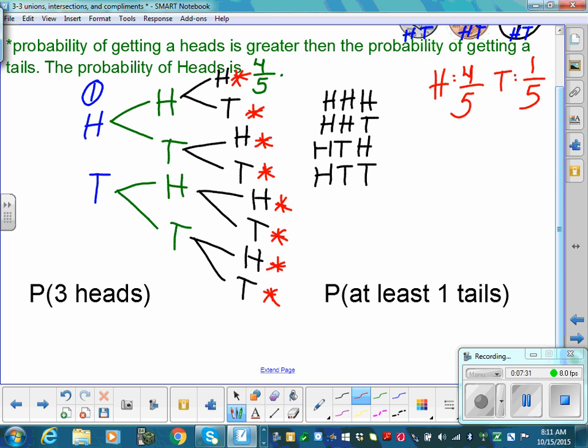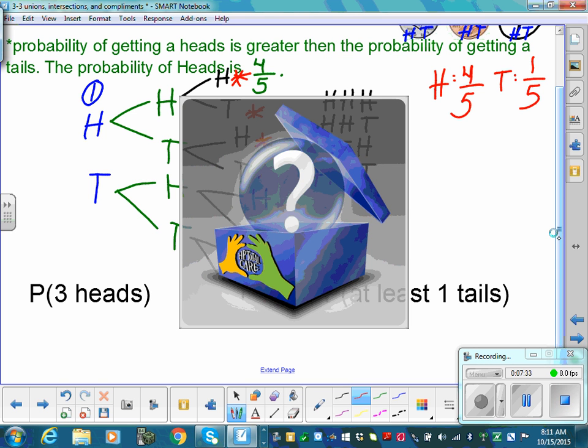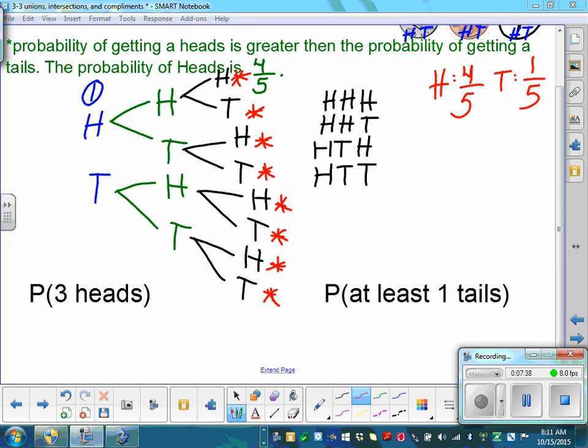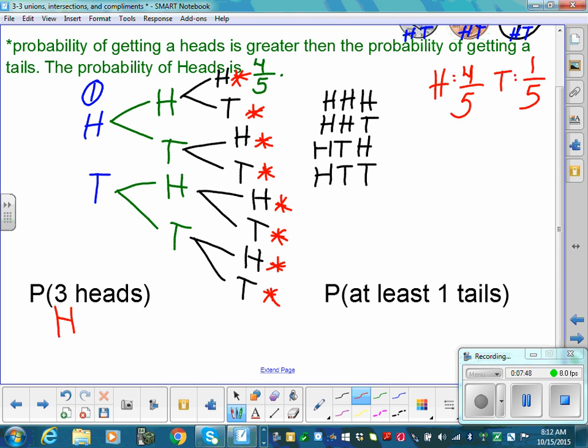Now it says, find the probability of landing on 3 heads. Attention. So it says, what's the probability of landing on 3 heads? The only place in the whole tree diagram of landing on 3 heads is right here. Heads, heads, heads, right? So landing on heads, then heads, then heads. But isn't it way more likely to land on heads than tails?